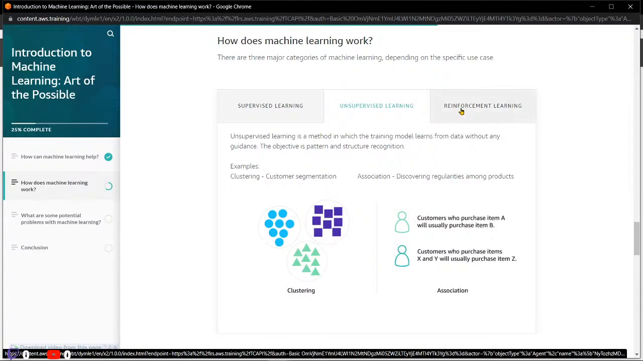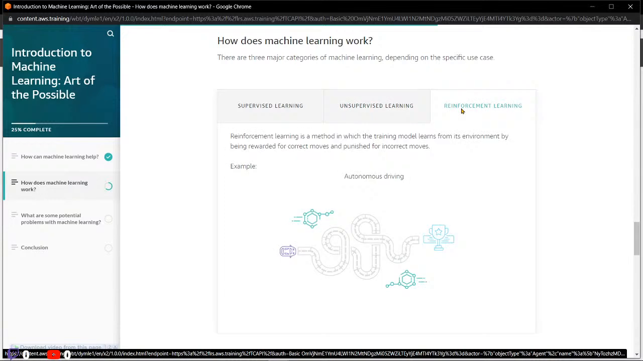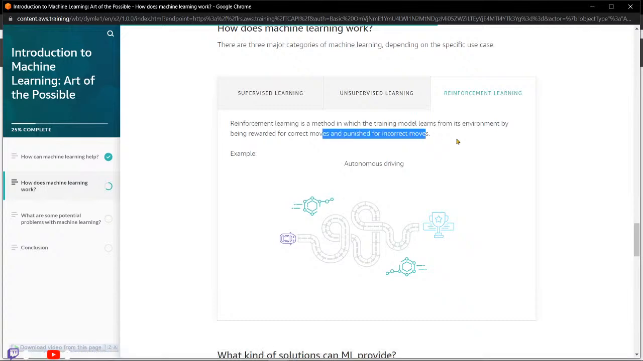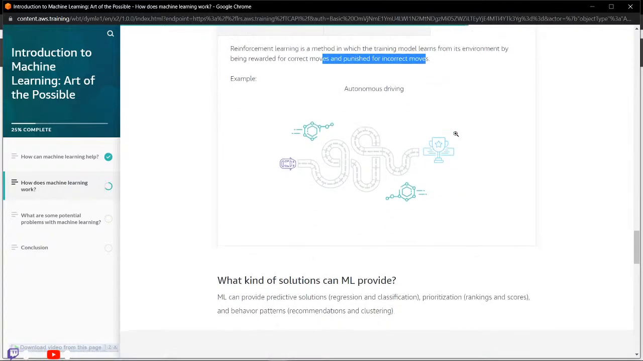In reinforcement learning, the training model learns from its environment by being rewarded for the correct moves and punished for the incorrect moves.